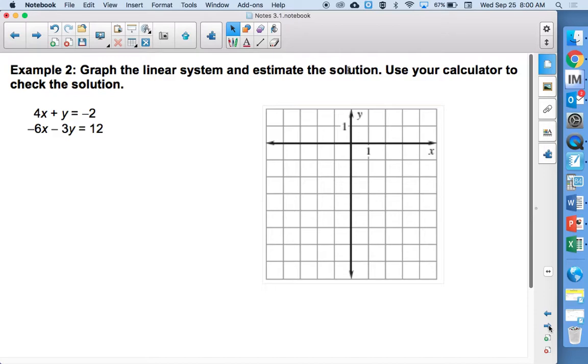So see if you can get these two equations to graph. So graph the system, estimate the solution, just like the last one. So get it in y equals. And then I'll show you how that calculator works so that we can check the solutions in the calculator.